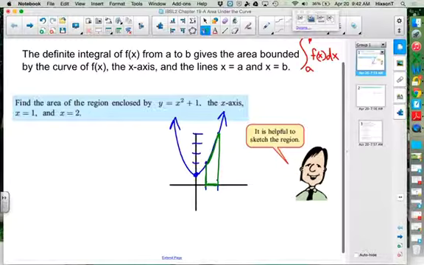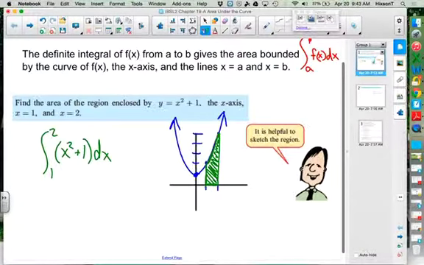So it's almost a trapezoid, but since this side is curved, we can't just treat it as a trapezoid. So we have to use an integral. So, what's the integral we're going to find? The integral from 1 to 2 of x squared plus 1 dx.